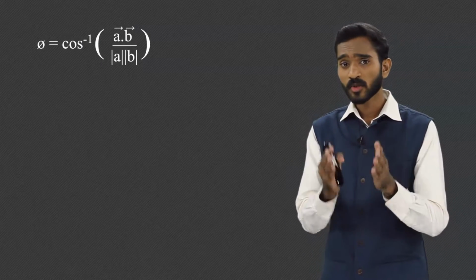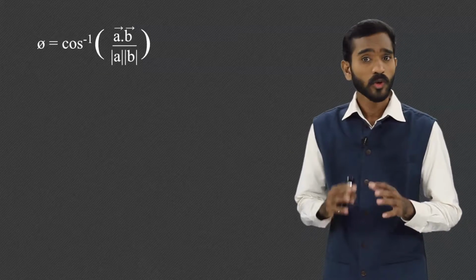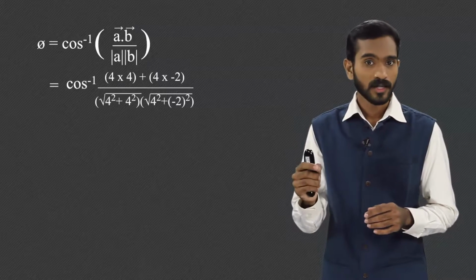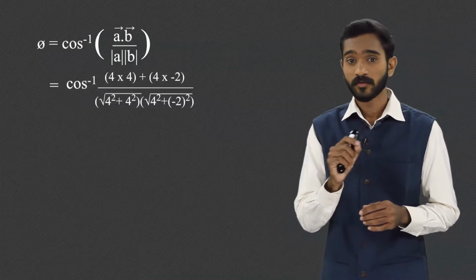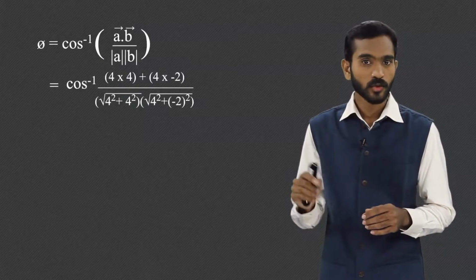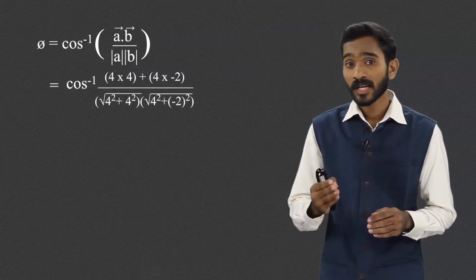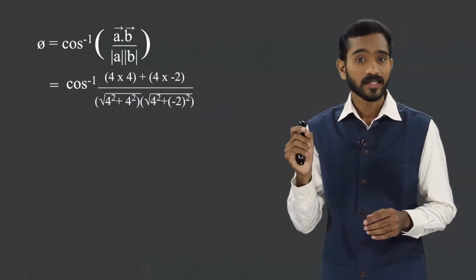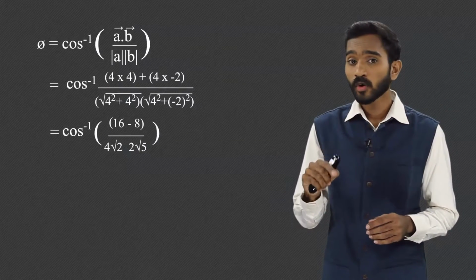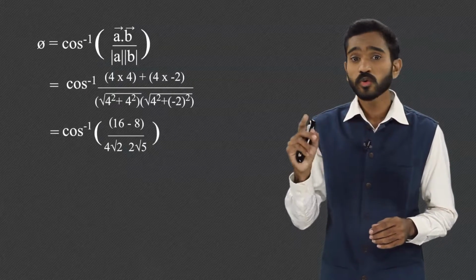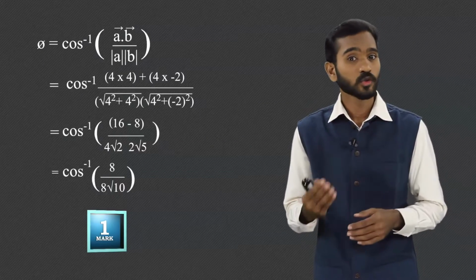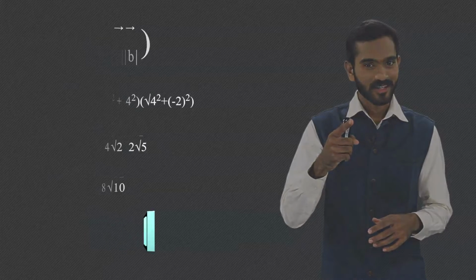Now, substituting this formula in our question, what happens? It becomes cos inverse of 4 into 4 plus 4 into minus 2, divided by square root of 4 square plus 4 square, into again root of 4 square plus minus 2 the whole square, that is equal to cos inverse of 16 minus 8 divided by 4 root 2 into 2 root 5, is equal to cos inverse of 8 divided by 8 root 10, and you scored 1 more mark.